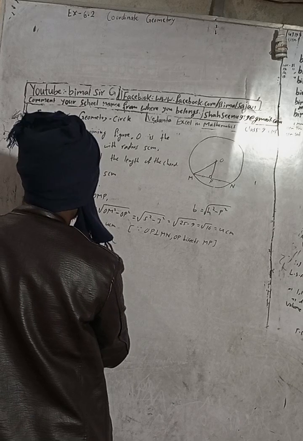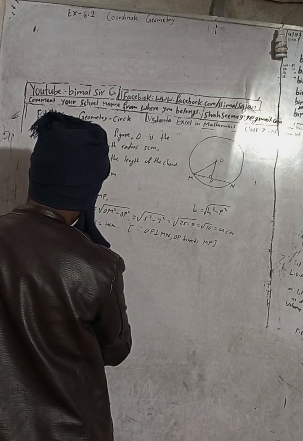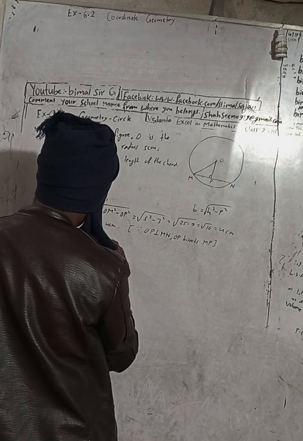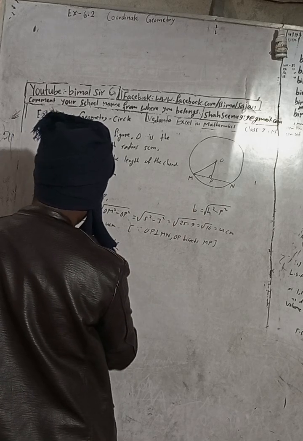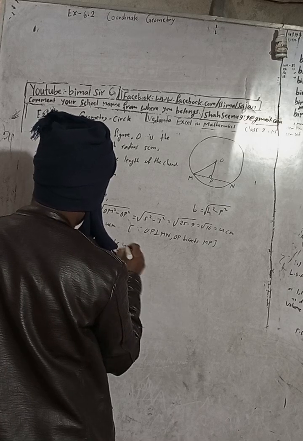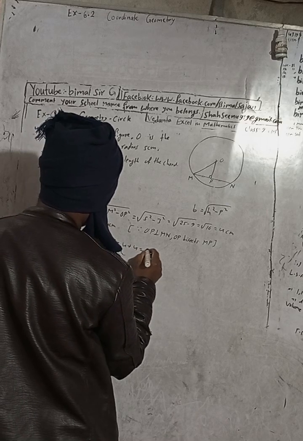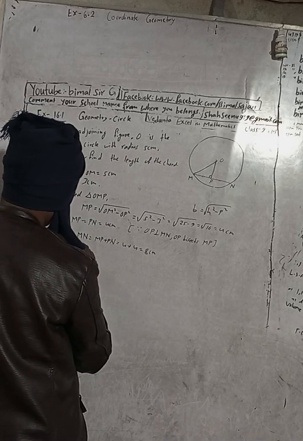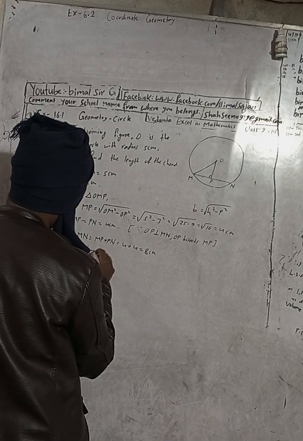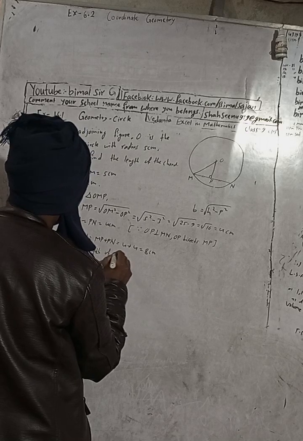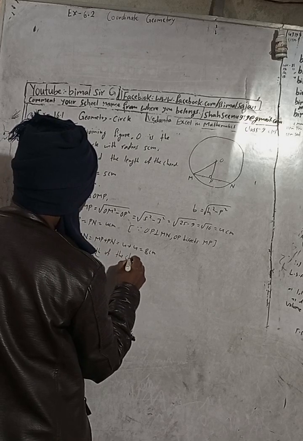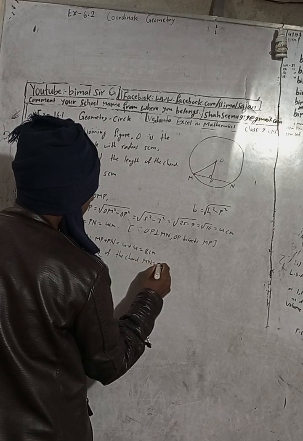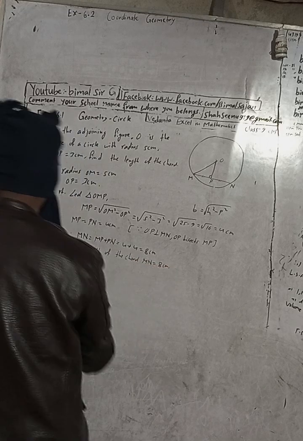Therefore, MN is equal to MP plus PN. So MP is equal to 4 and PN is equal to 4. So 4 plus 4, this is equal to 8 cm. Okay. Therefore, the length of the chord, which is MN, is equal to 8 cm. Okay.